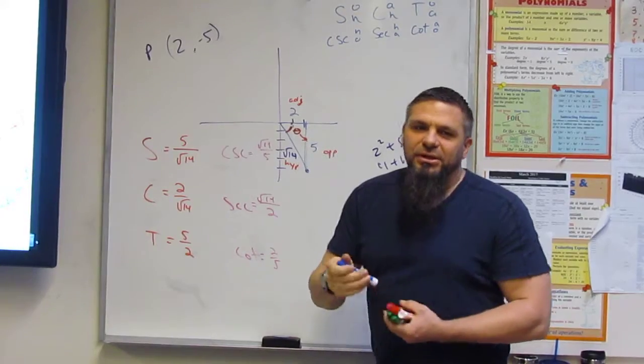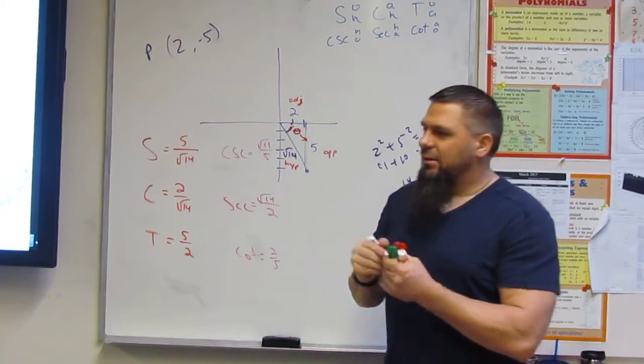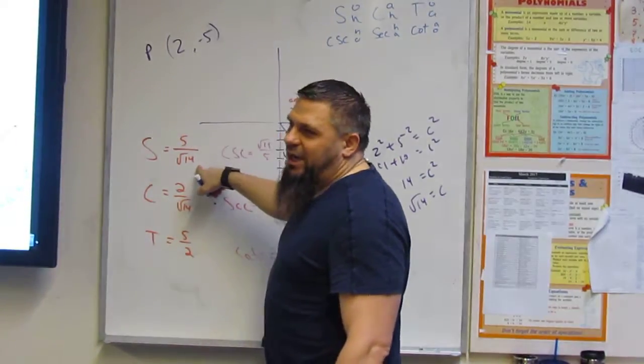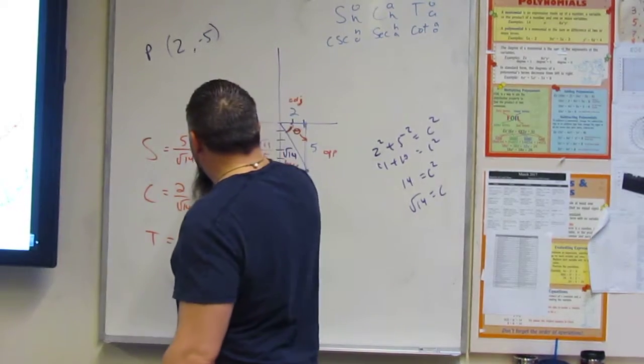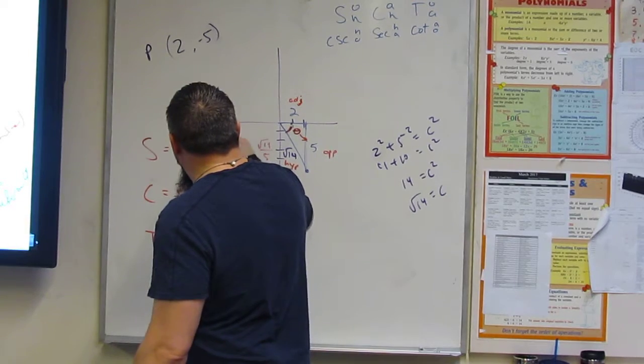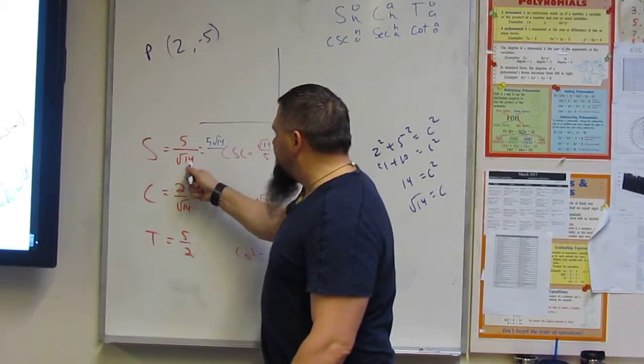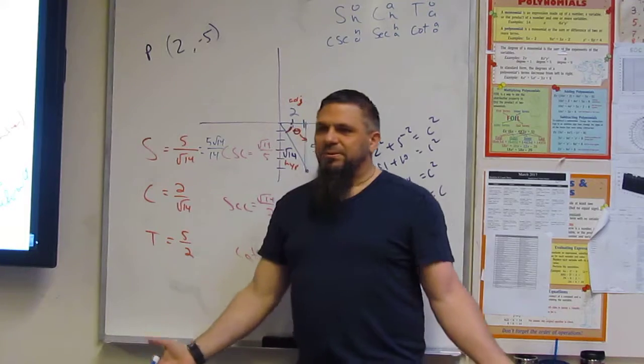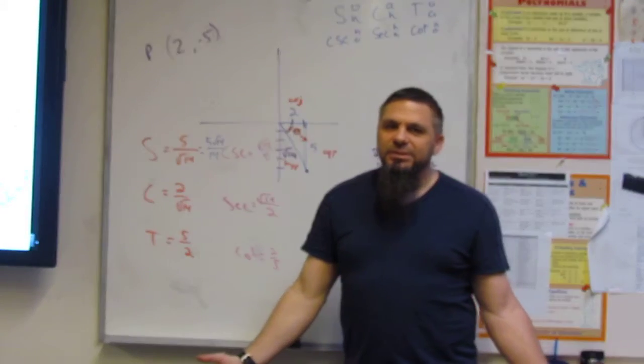Now, I'll show you what I showed pre-cal yesterday. If you want to change these, it's really easy. Just put this up top: 5 square roots of 14. And then change this to 14. It's that simple. So that's all you're really doing.